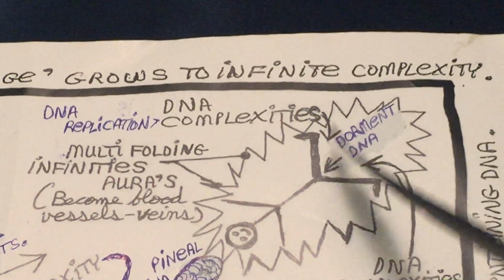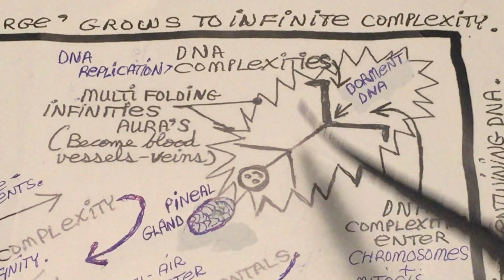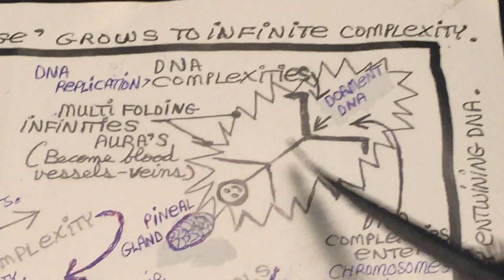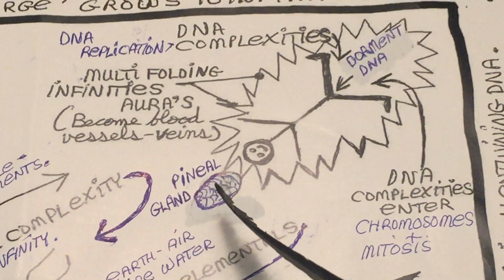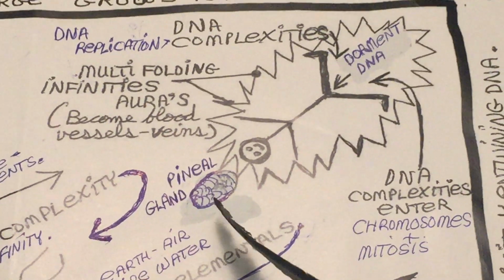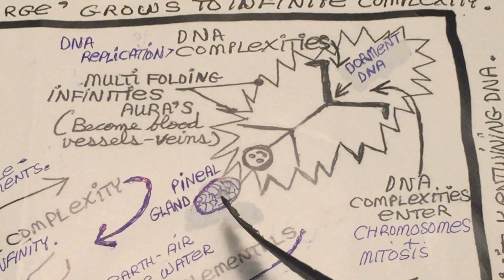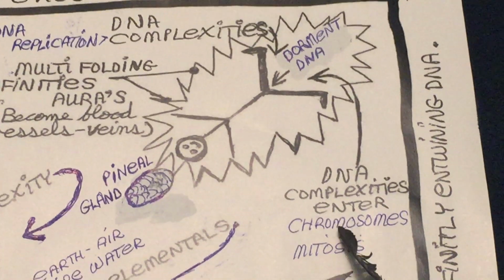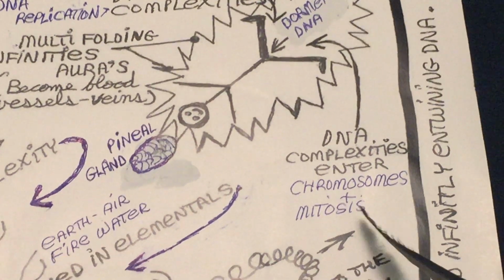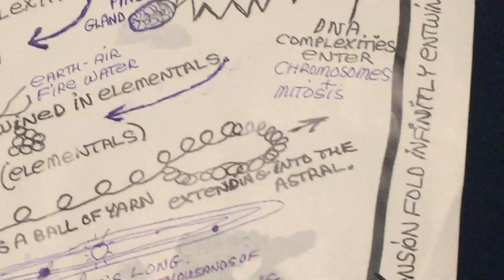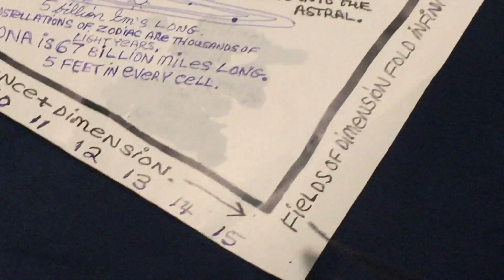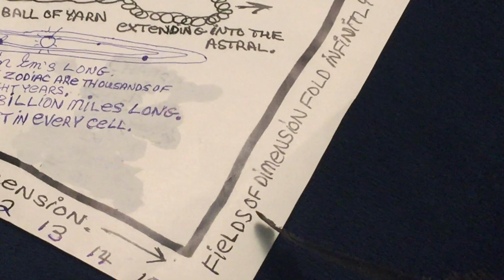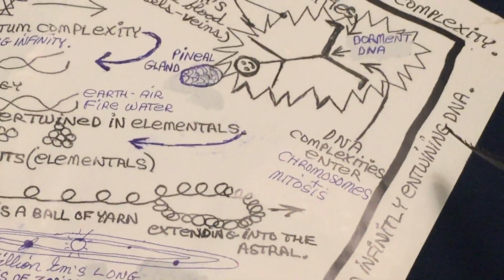Dormant DNA is the repetition of this yarn within us. It keeps folding in and in and in, creating more and more dormant DNA. There's a nice little stick man there. And the pineal gland is the grand charger, the grand perception amplifier, the projector. And of course, DNA complexities enter and build the chromosomes through mitosis. And again, we have in the whole system here fields of dimension fold infinitely entwining DNA.